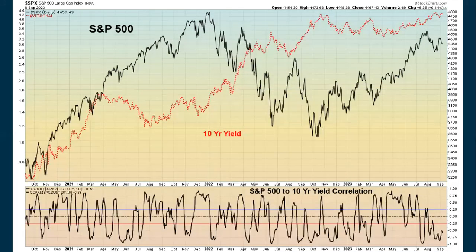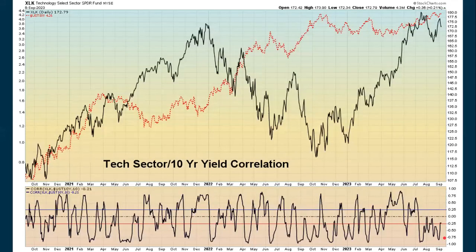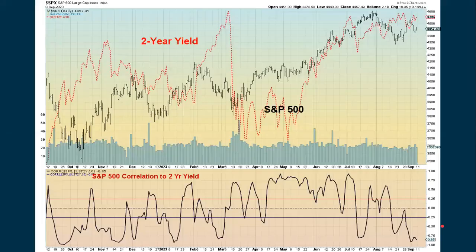And then we compare the S&P to the 10-year yield. They're having a pretty strong tendency to go in opposite directions. We look at the tech sector to the 10-year yield. They're getting back more to neutral now. And we compare the S&P to the 2-year yield. They're having a pretty strong tendency to go in opposite directions.